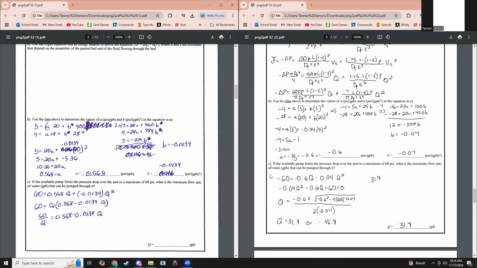During the initial exam, I had rewrote the equation in a different way, which I didn't need to. I just needed to rewrite it into a quadratic equation, or into a polynomial, and then I could solve it using the quadratic formula, which I did in the corrections. And then I got the options of 31.9 gallons per hour or negative 46.9, and you can't have a negative flow rate in this case, so I went with the 31.9 gallons per hour as the maximum flow rate that could be pumped through it when the PSI is at 60. During the exam, I pretty much flailed at the variables instead of sticking true to what we learned and what we're taught in class.